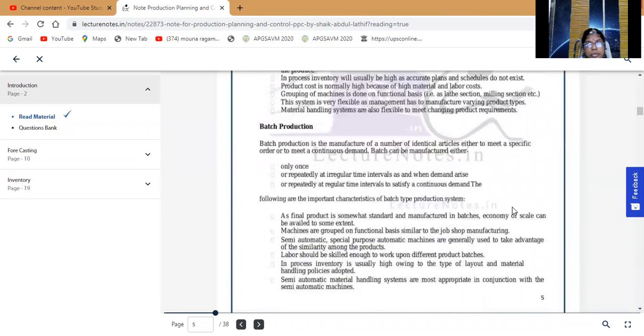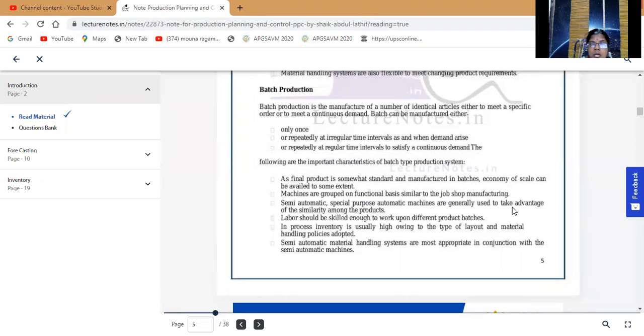And next we are going to discuss batch production. Batch production is the manufacture of a number of identical articles, either to meet a specific order or to meet a continuous demand. So a batch can be manufactured. This is also the same thing. It is repeated at regular times to satisfy continuous demand. At regular times we work continuously, but when demand is raised we also do irregular batches.